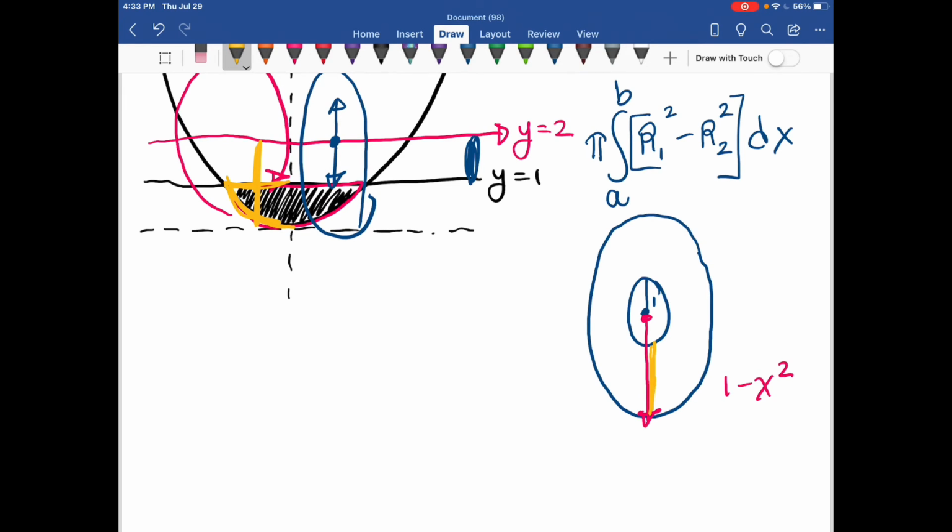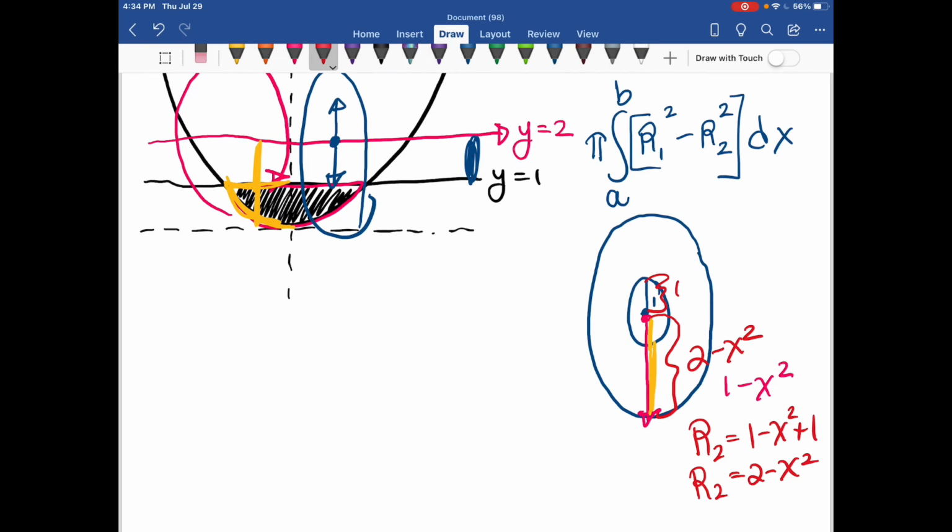So from here to here, that's going to be 1 minus x squared, but then we have to add another 1 for that gap. So the second radius that I call radius 2, that outer radius, is going to be 1 minus x squared plus another unit for that gap. So when I simplify this, I'm going to get 2 minus x squared. So this radius from here to here is 2 minus x squared, and then this radius, the inner radius, is just 1.